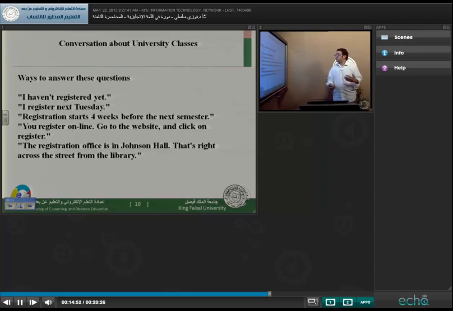Registration starts 4 weeks before the next semester. 4 weeks before, we go register.